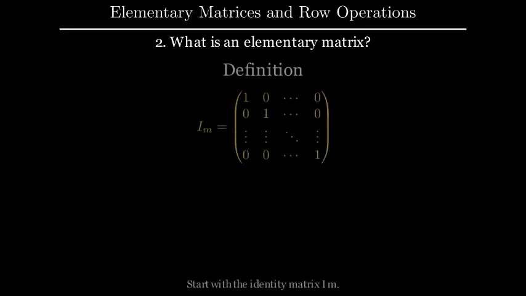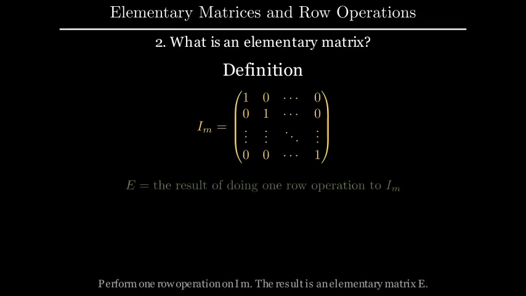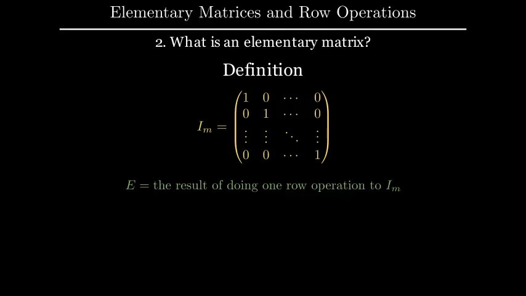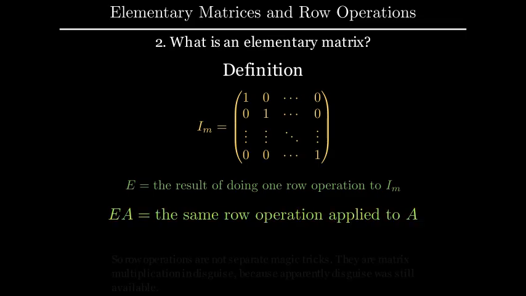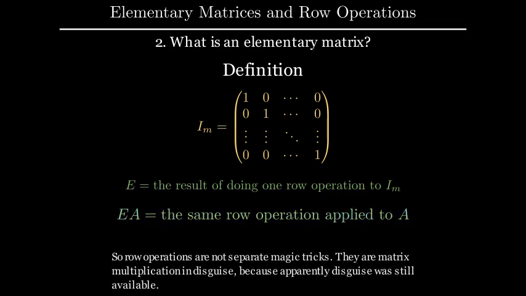Start with the identity matrix I_m. Perform one row operation on I_m. The result is an elementary matrix E. The key fact is, multiplying E times A on the left performs that same row operation on A. So row operations are not separate magic tricks. They are matrix multiplication in disguise. Because apparently disguise was still available.